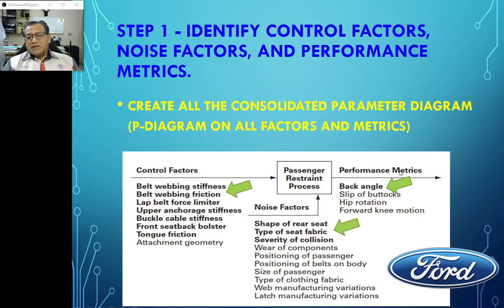What are the metrics? What is the ultimate result that Ford engineers want to measure, which is the back angle. How far is the passenger moving forward from their inclined angle at the back seat? So this is consolidating step one: identify control factors and noise factors, and the final outcome of the testing measurement. So in this DOE, we have to create many test experiments with different types of set point parameters.